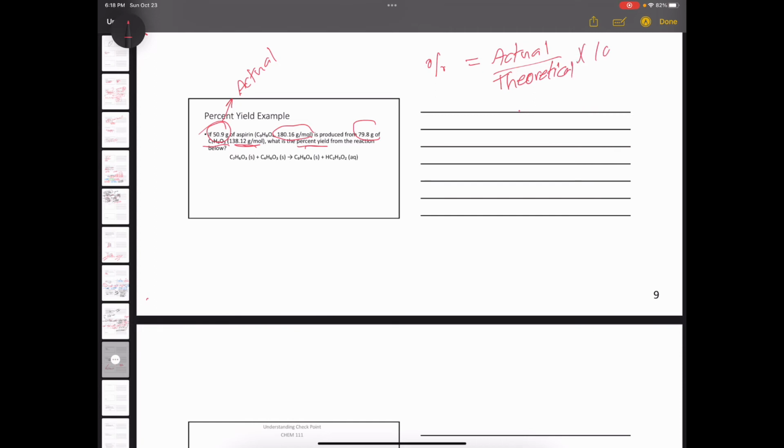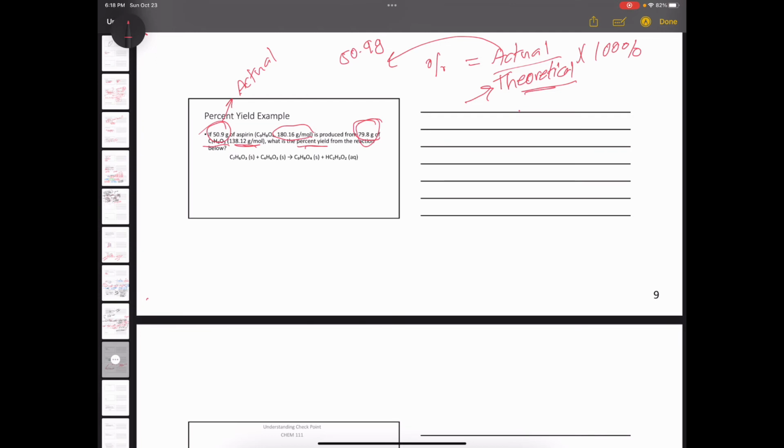And then we multiply that by 100%. So the actual we already have here, which is the 50.9 grams. What we need to calculate using our stoichiometric calculations is the theoretical, if we know how much we are starting with of salicylic acid, which is the 79.8.